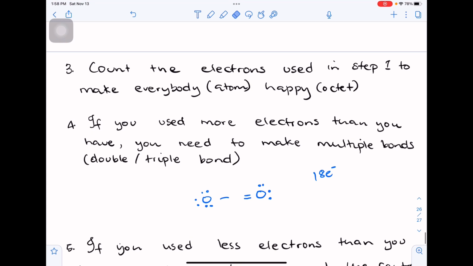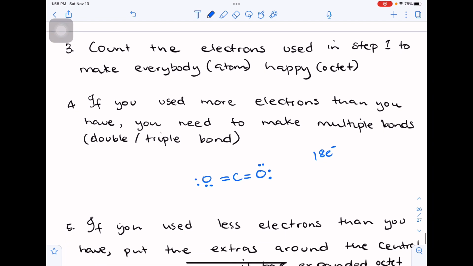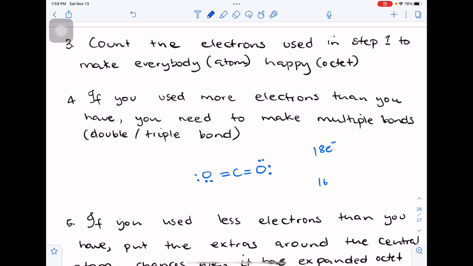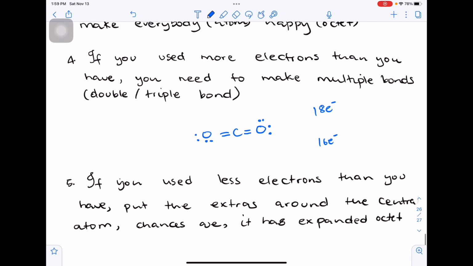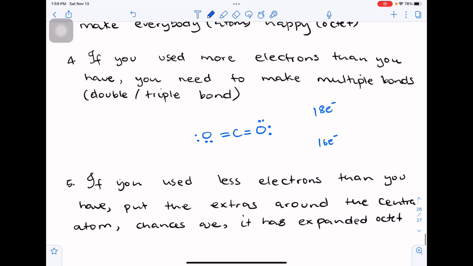We put a double bond on the other side. And now when we count, we have used 16 electrons. Okay, and this is our structure. This is what carbon dioxide looks like.